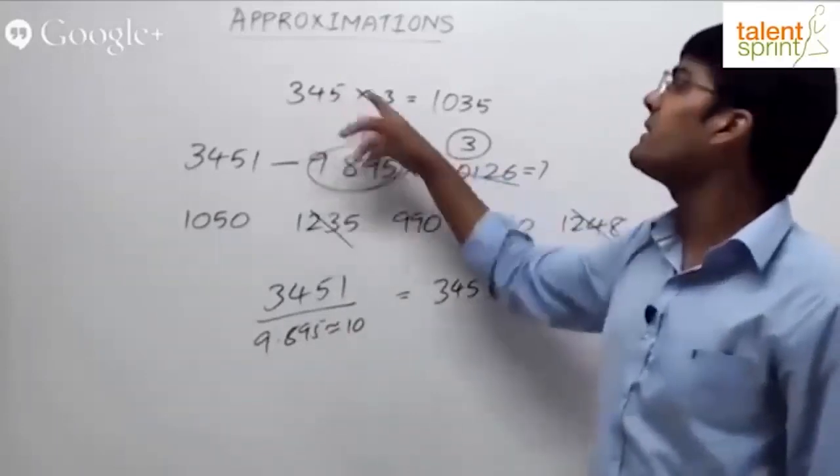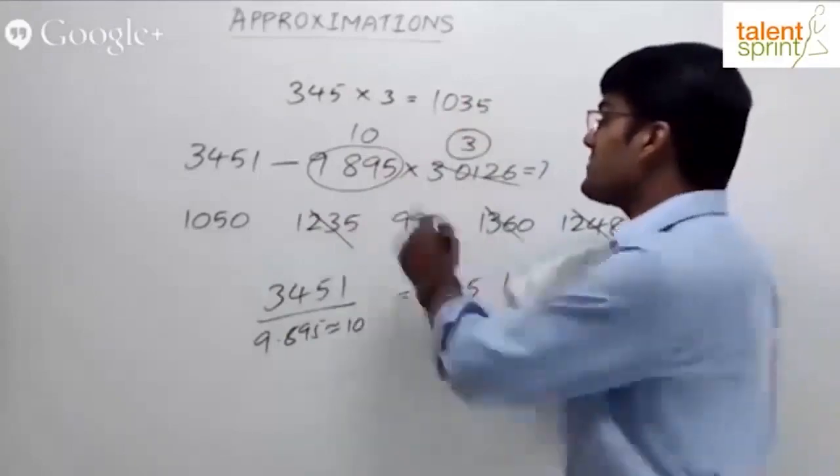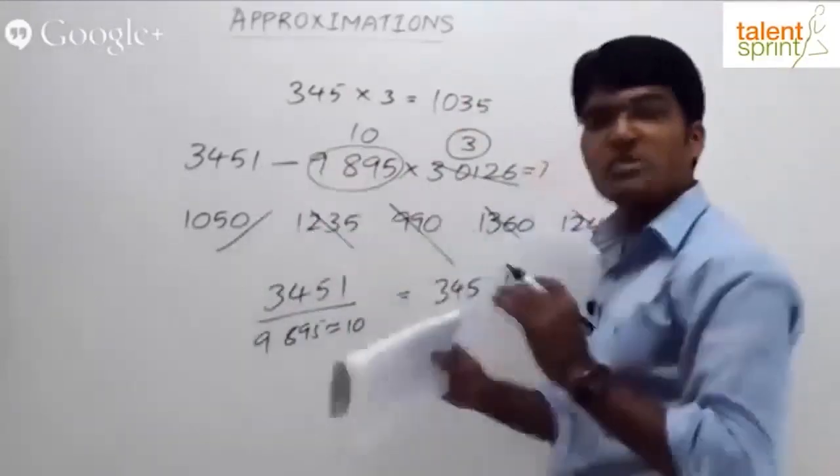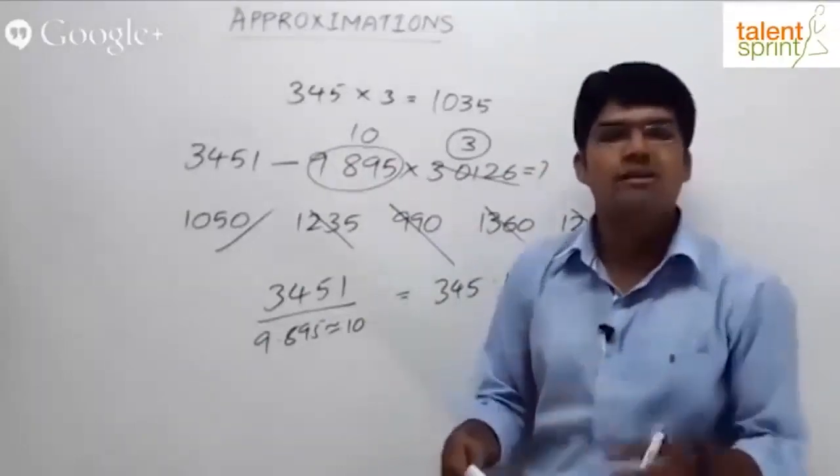When something more than 345 is multiplied with 3, obviously answer will also be more than 1035. So this 990 gets ruled out. Now I can say 1050 is correct. So that's how we can verify which is correct, the first one or the second one. I mean, it should be more or less.